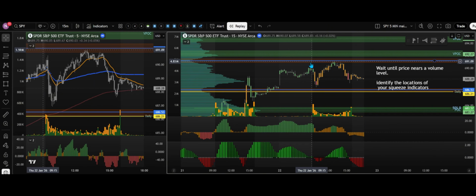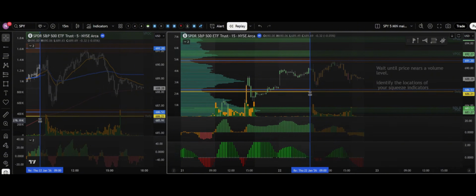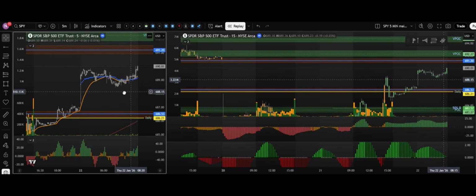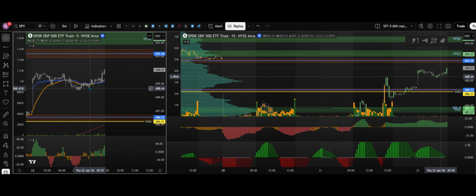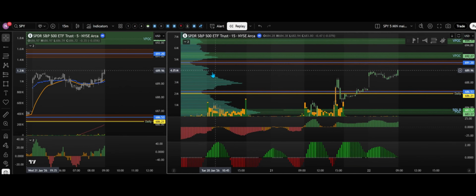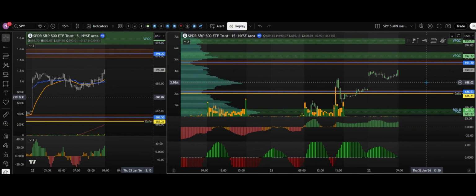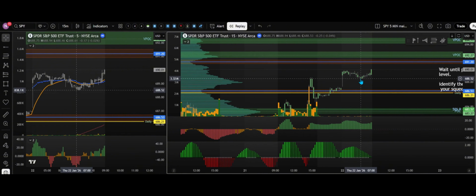So if we take a look, let's imagine we're opening right here. Actually, let's just do a replay. This is near open. So what we're doing is we're looking, okay, we're in this volume level. That means that this level right here at 691.20 and this level right here at 686.58 are my most proximal low volume nodes.